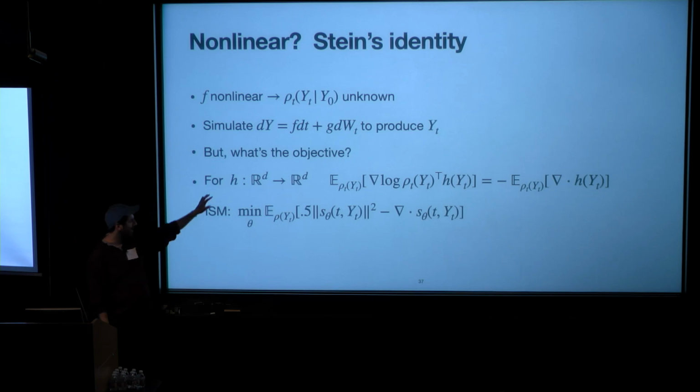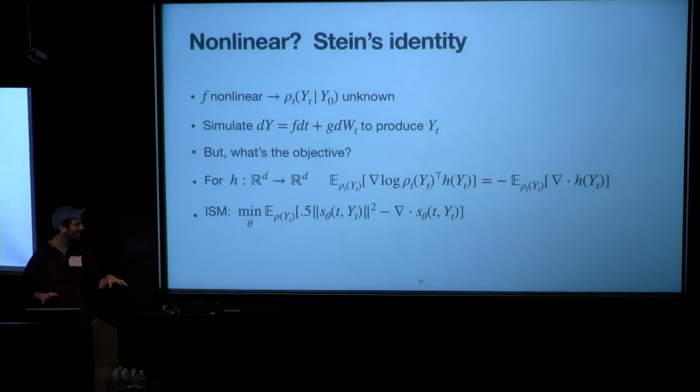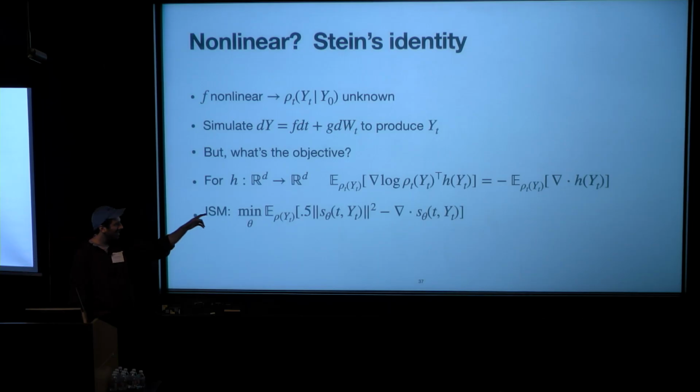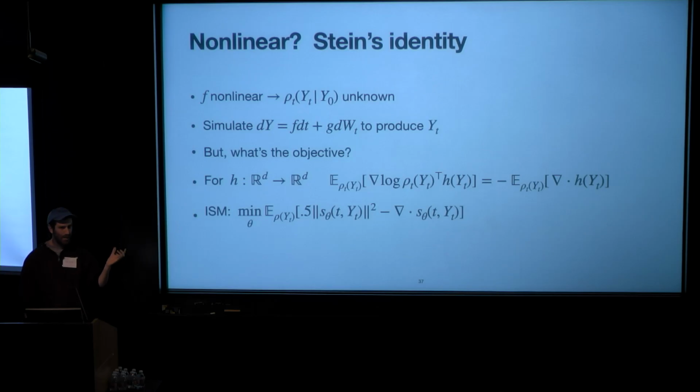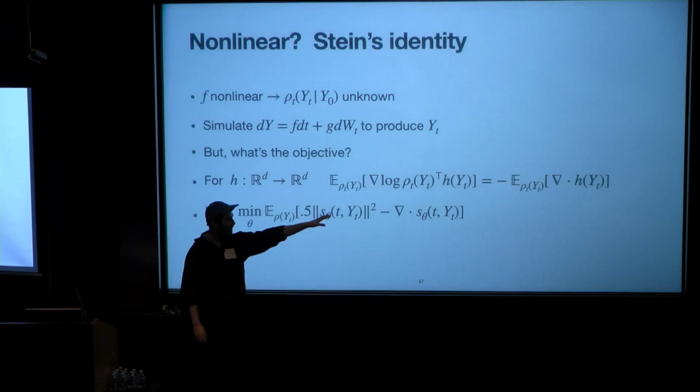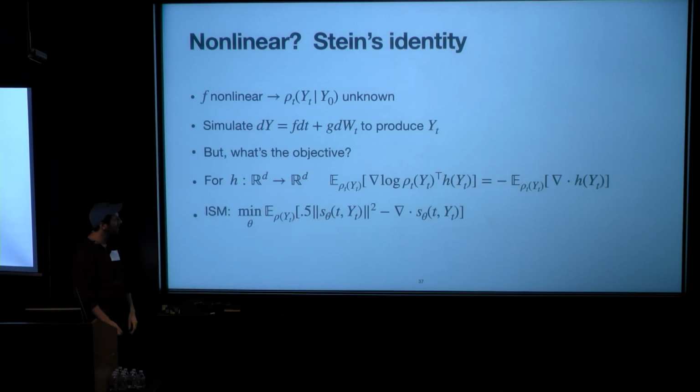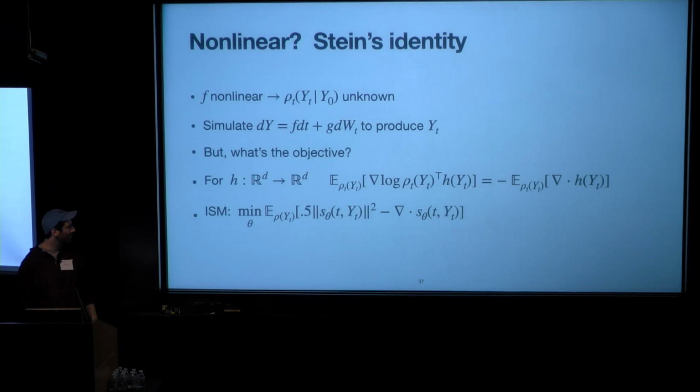There's this amazing Stein's identity, which equates, I didn't put the conditions here, but if your distribution is not crazy in some way and doesn't have boundaries, for whatever function h, there's an equivalence between the expected dot product of a score and a function and the negation of the expected divergence of that function. The divergence there being the trace of the Jacobian.